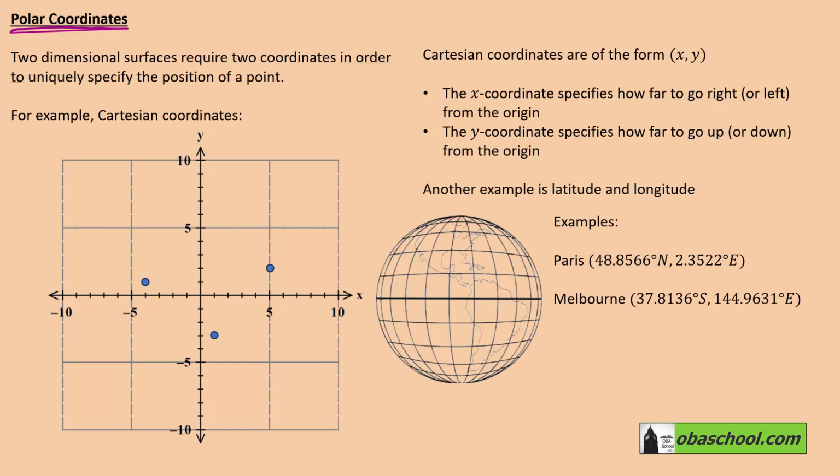Polar coordinates. Two-dimensional surfaces require two coordinates in order to uniquely specify the position of a point.